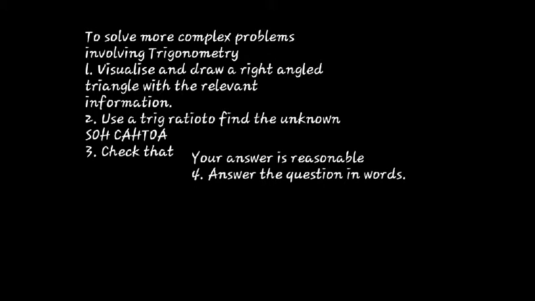Now, to solve the more complex trigonometry problems, the worded questions that we're doing, you need to visualise and draw a right angle triangle with the relevant information. Okay, it says there's a tower and there's a boat or whatever. Don't draw the tower and the boat. Just draw a right angle triangle. Make it very simple. Use a trig ratio to find your unknown, so that's SOHCAHTOA, and then check that your answer is reasonable and makes sense, and then answer your question in words. The question is written in words, so the answer must also be written in words.